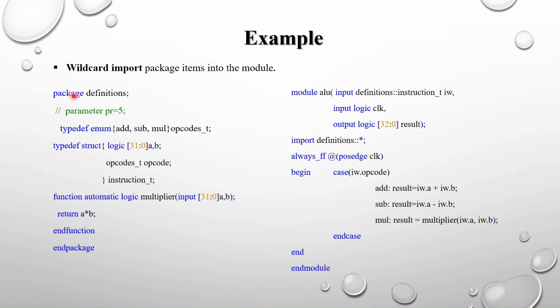Now you don't have to mention the package name and scope resolution operator here, because when you write the star, it will import everything. No need to write it again. So this is how we can use wildcard import and explicit import of a package.